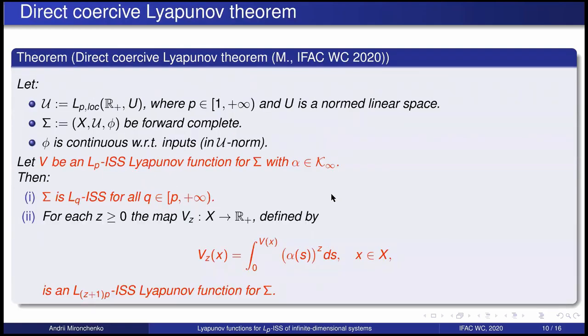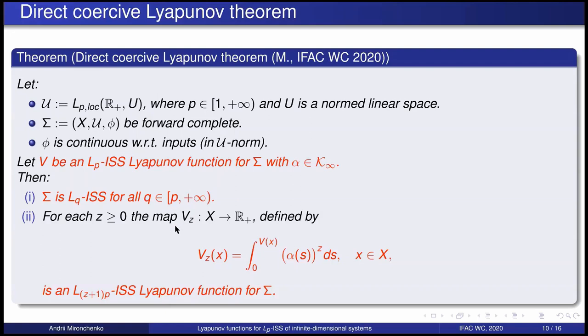Now we proceed to our first main result, which is the direct coercive LP ISS Lyapunov theorem. Assume that our input space is an LP space where P is finite. Assume that we have a forward complete well-defined control system, which has a flow which is continuous with respect to inputs. If V is an LP-ISS Lyapunov function for sigma, then this system is LQ-ISS for all Q greater or equal than P.